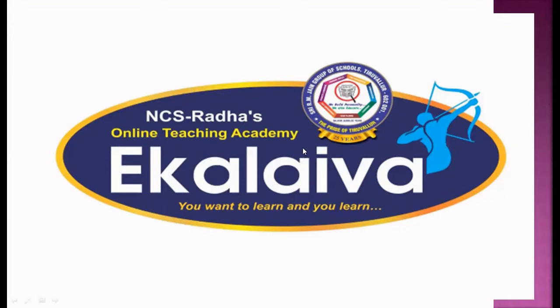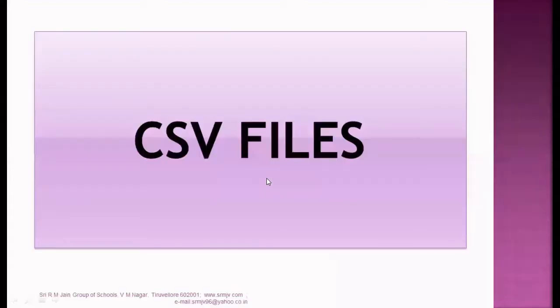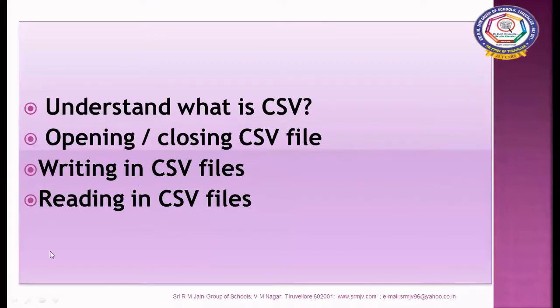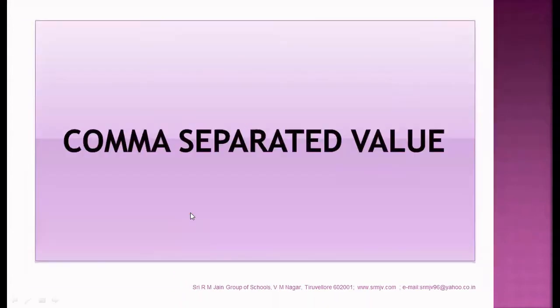Children, in the last session, we discussed text files and binary files. In this session, we are going to discuss a third type of file called CSV files. We are going to see what a CSV file is, how to open and close a CSV file, how to write data into a CSV file, and how to read data from a CSV file.